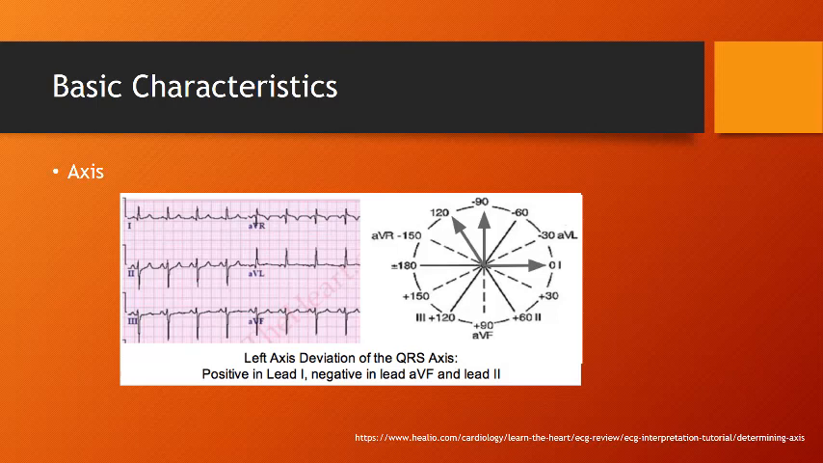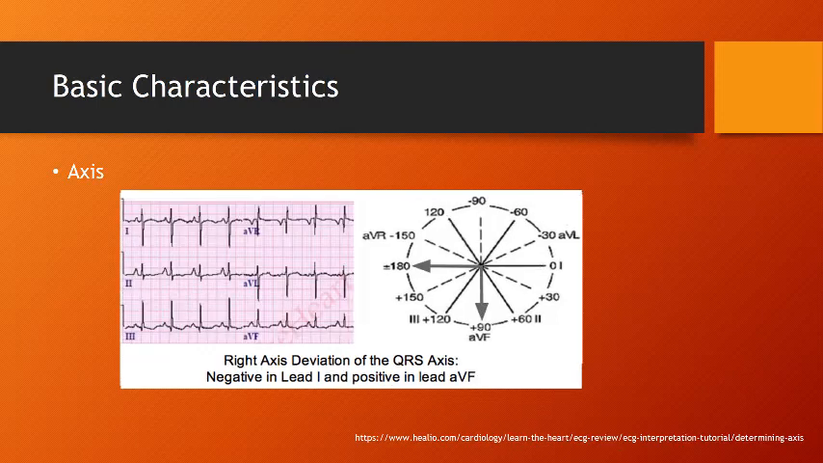To further distinguish normal from left axis deviation in this setting, we have to look at lead 2. If lead 2 is downward, negative, then the axis is more towards minus 120 degrees and left axis deviation is present. If the QRS complex in lead 2 is upright or positive, then the axis is more towards plus 60 degrees, and it shows that the QRS axis is normal. If the QRS is predominantly negative in lead 1 and positive in lead aVF, then it is right axis deviation.